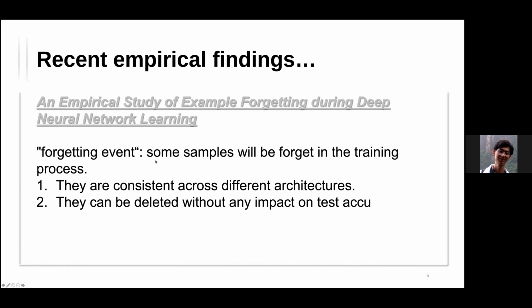Okay. So the forgetting event paper is called "An Empirical Study of Example Forgetting during Deep Neural Network Learning." Basically, they found that some samples will be forgotten in the training process. And by forget, I mean in the early training stage, the samples can be correctly classified, but in the late training stage, those samples would be wrongly classified. So this is what I meant by forget.